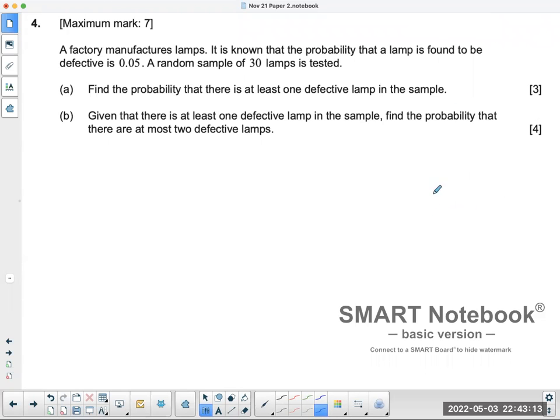All right, let's look at number 4 here. Number 4 says a factory manufactured lamps. It's known that the probability that a lamp is found to be defective is 0.05. A random sample of 30 lamps is tested. So if you read the question, you know this is a binomial probability.